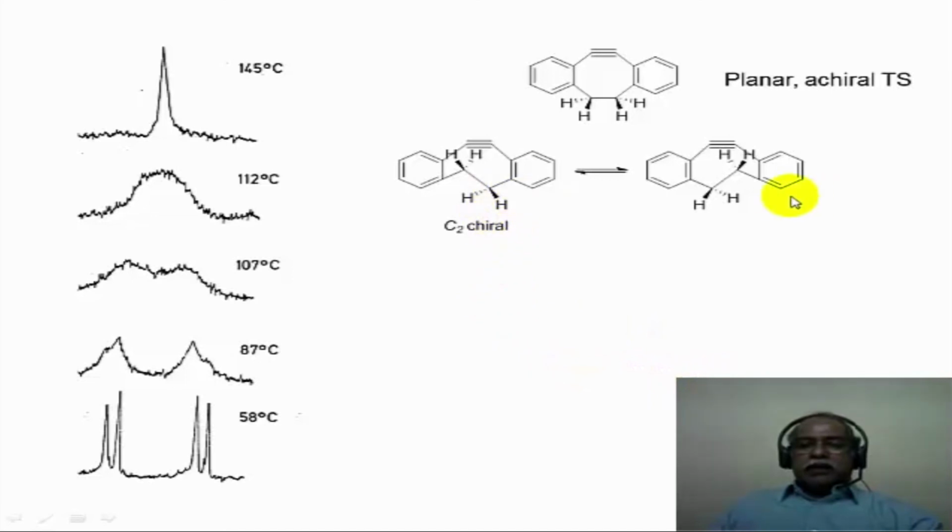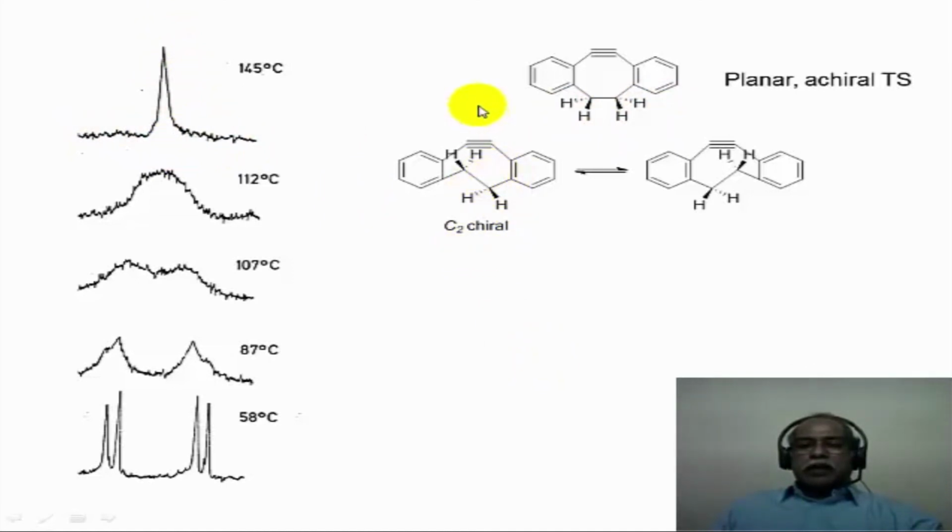Such a conformational change would make the molecule look like this one in the transition state. In this conformation, there is a plane of symmetry associated with the molecule. So this is an achiral transition state. At 145 degrees Celsius, for example, this molecule from an NMR point of view looks like this, and all the methylene hydrogens are equivalent. So you essentially get a singlet at high temperature.